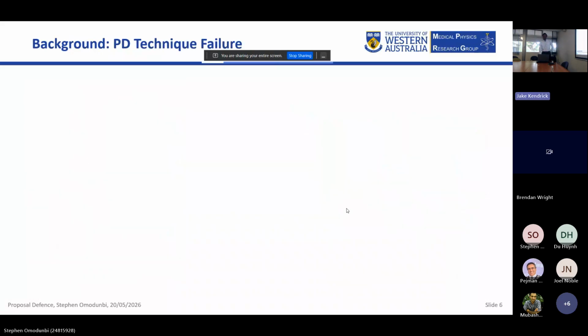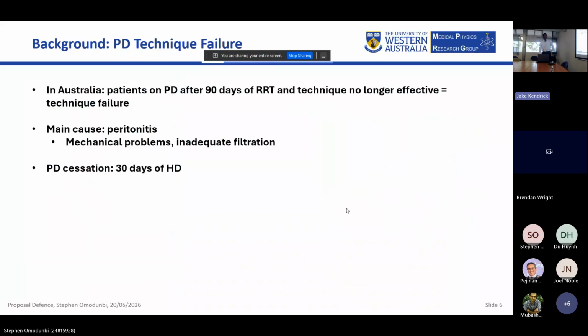So just background on what the modality transition is really between PD and HD. So this involves PD technique failure. In Australia, we only define PD technique failure for patients who have already had 90 days of PD, and to the point where they cease PD and transition to HD for 30 or more days. That's what we call transition from PD to HD, so the transition of their modalities. The main cause of PD technique failure is peritonitis, which is repeated infection of the peritoneum. As I've said before, the catheters insert through the peritoneum. Sometimes patients can get infections, and that'll affect their peritoneal membrane, which will affect the adequacy of filtration.